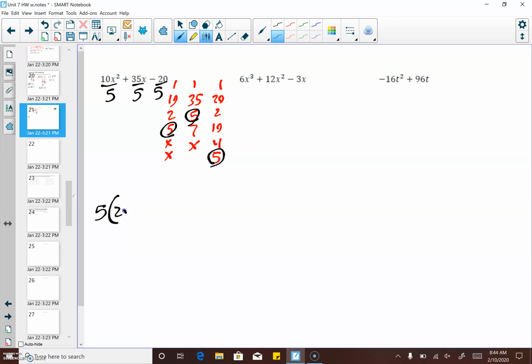10x squared divided by 5 is 2x squared. Plus 35x divided by 5 is 7x. Minus 20 divided by 5 is 4. We go to the next one.